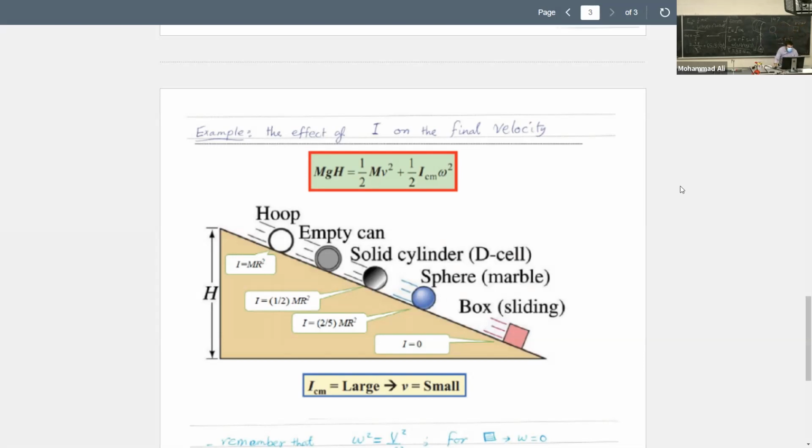We have many shapes here. We have a hoop. The hoop is just like a ring. I need to remove this.